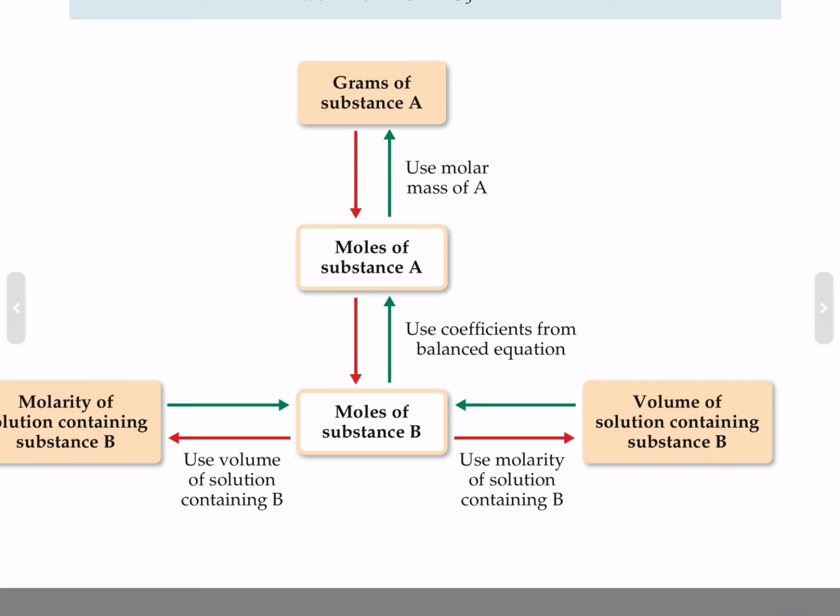If you have grams of a certain substance, you'll go through the periodic table to find moles of that substance, then use the balanced equation to find moles of the second substance, and then use the molarity to go from moles to the volume of the solution containing substance B. Once you have the moles of a substance, you can use the volume of a solution containing B to find the molarity of the solution containing B.